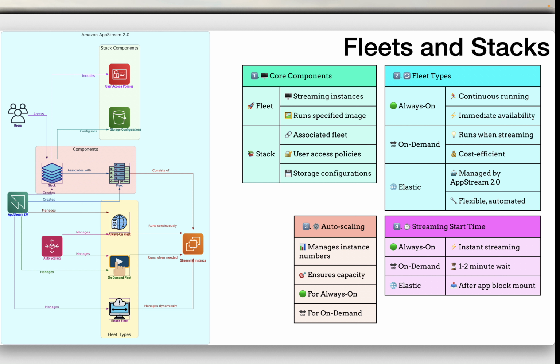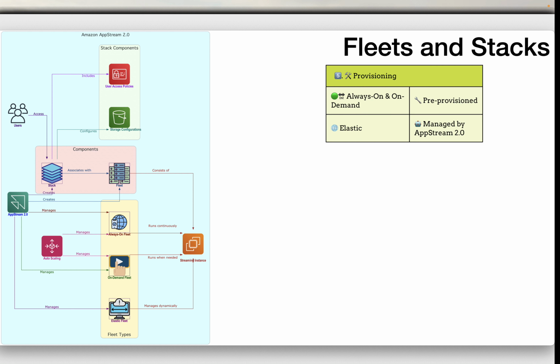And streaming start time. Always on, user starts streaming instantly upon choosing an application. But for on demand, user experiences a 1 to 2 minute wait before streaming begins. And for Elastic, streaming starts after the app block is downloaded and mounted to a streaming instance. In terms of provisioning, always on and on demand, streaming instances must be provisioned before a user can stream. But for Elastic, the pool of streaming instances is managed entirely by AppStream.